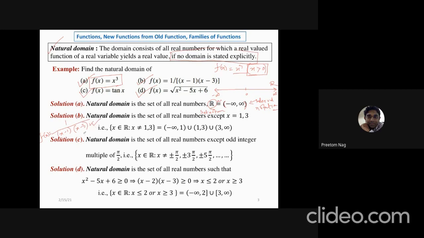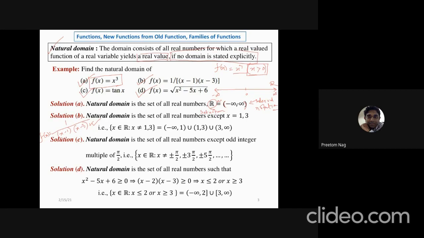Basically the function must have a real value. Infinity is not a real value, because we don't know what the value of infinity is. Okay, we know the meaning of infinity, but we don't know its value. So we always exclude those values of x for which the function becomes undefined or infinity, in order to write down the domain of the function.